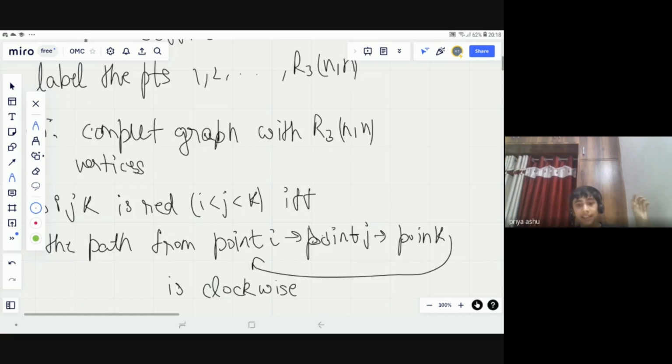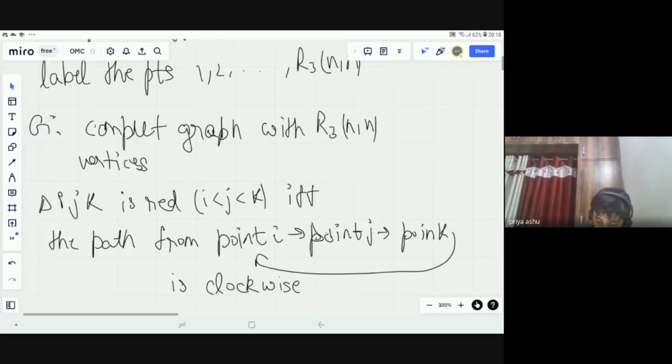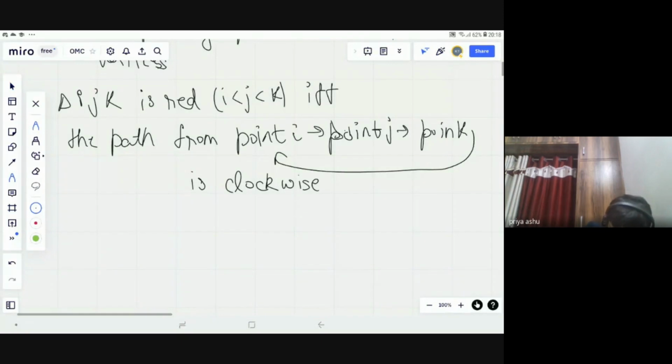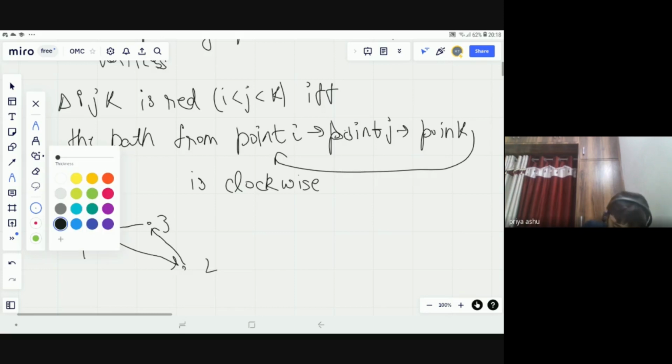Again, the triangle IJK has vertices in the constructed graph G, and the path from point I is the point that we labeled I. These are both different things. If the path from the smallest number to the middle number to the largest number and back to the smallest number is clockwise, then we color our triangle IJK red in G. If the path is anti-clockwise, we color the triangle blue. An example: say we have 1, 3 and 2. Then the path is anti-clockwise, and hence this triangle is blue in G.